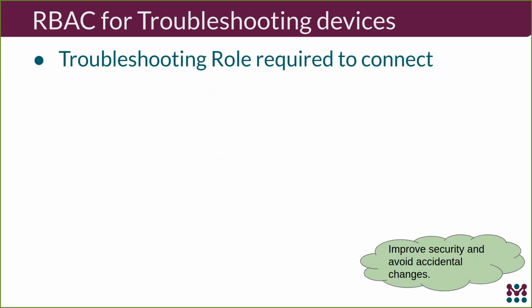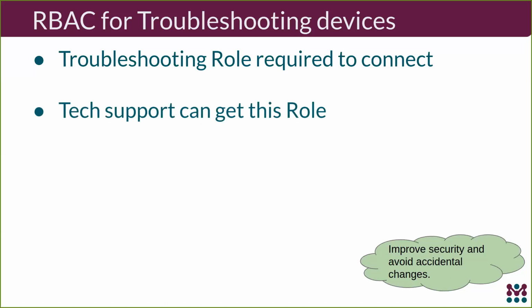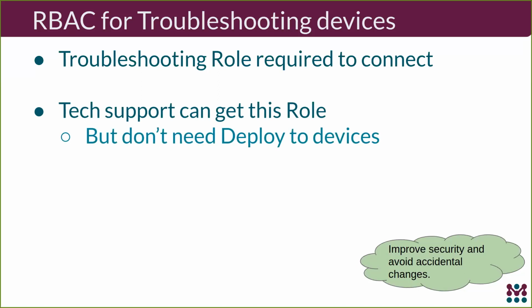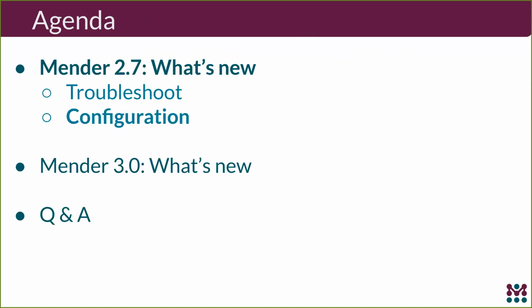There is also role-based access control for troubleshooting. So there's a new role called troubleshooting that the user needs in order to be able to use the remote terminal like you saw I did, or the file transfer, or all these features. So technical support is the main candidate for getting this role. But they, at the same time, probably don't need the permission to deploy to all devices. So this is a separate permission, the OTA deployment. Okay, so now we finished the troubleshooting.